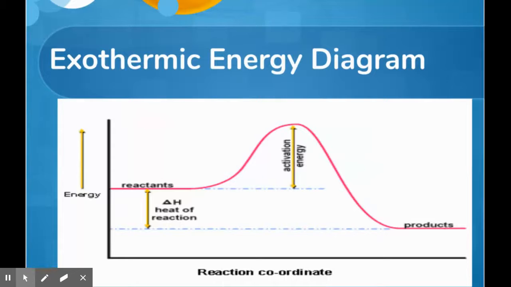And so here is just another labeled exothermic energy diagram. We have our reactants here, products here, activation energy from the energy in the reactants to the top of the curve, and then delta H from the reactants to the products.